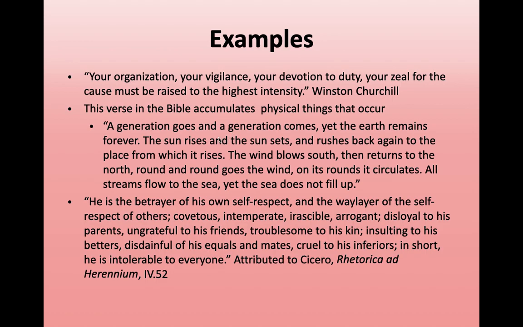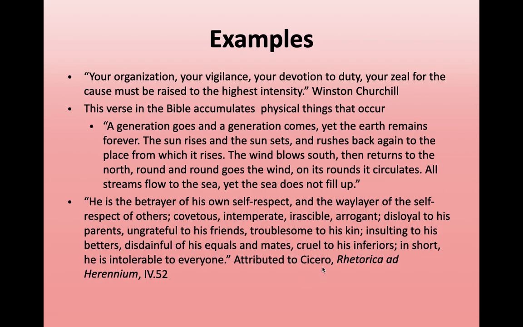Here there is a verse in the Bible. A generation goes and a generation comes, yet the earth remains forever. The sun rises and the sun sets and rushes back again to the place from which it rises. The wind blows south, then returns to the north. Round and round goes the wind, on its rounds it circulates. What is this? This is an accumulation of the physical things of the universe, of the earth.